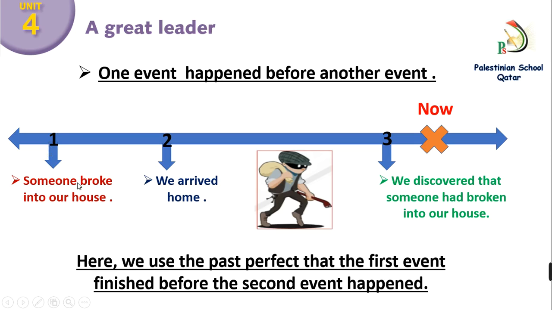Now, number 1, someone broke into our house. Number 2, we arrived at the house. And when we arrived at the house, we discovered that someone had broken into our house. So when we discover that, we say someone had broken into our house. When we discover something that happened before us, we put it in the past perfect. So here we use past perfect because the first event finished before the second event happened.